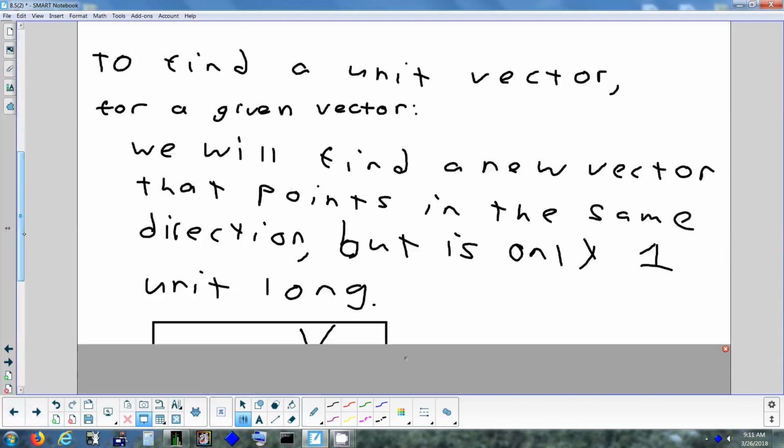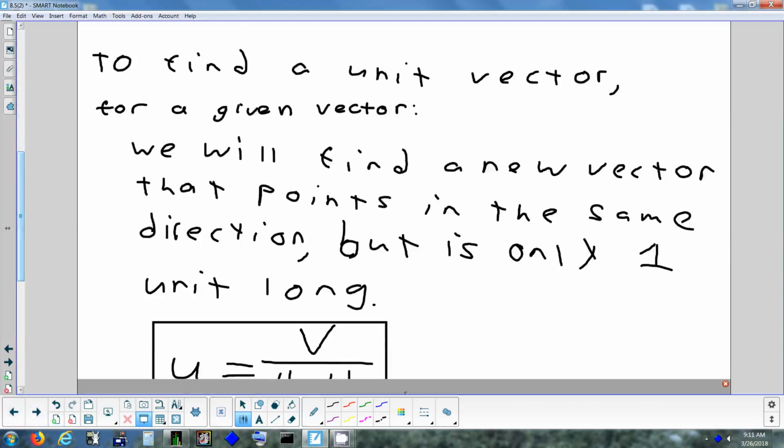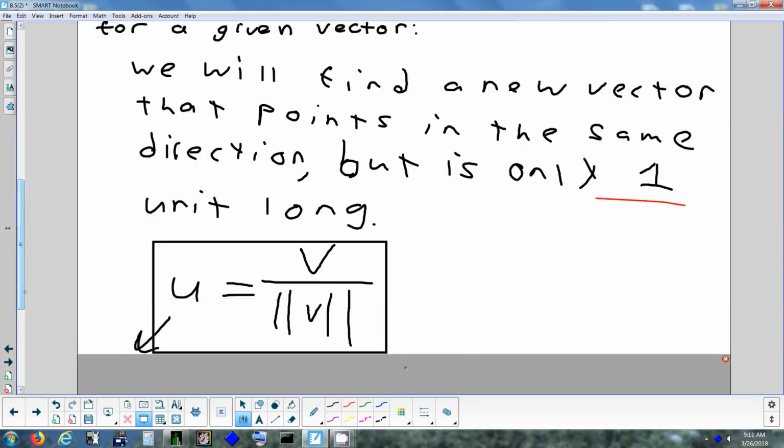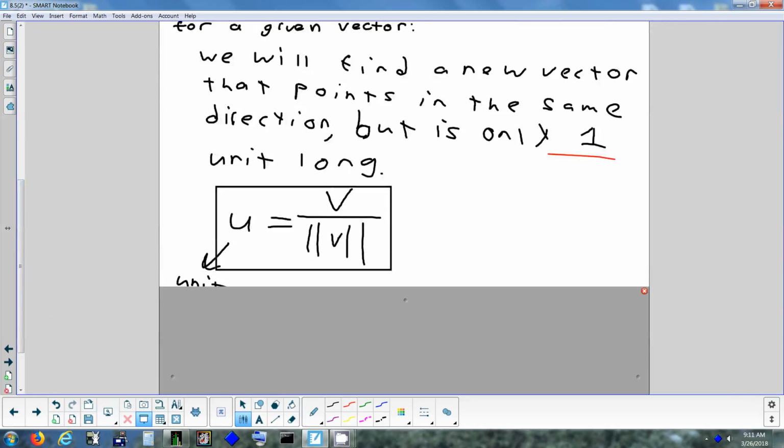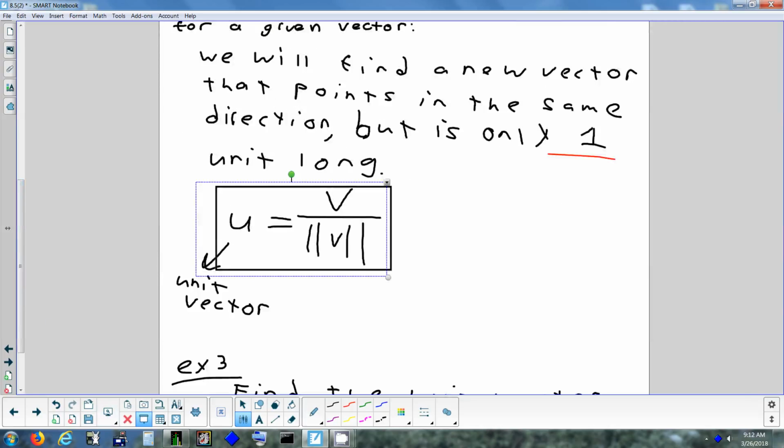All right, so if you understand that, you really don't need to write it, but this is the idea of what we're doing. We're finding a new vector that points exactly the same way. We're just forcing it to be 1 unit long. How do we do that? This formula, right there. To find a unit vector, you take your vector and you divide it by the magnitude. If the magnitude was 5, you divide by 5. If it's 10, you divide by 10. If the magnitude of it is the magnitude of v, you divide by the magnitude of v, whatever the magnitude is. And that will force it to be a unit vector.